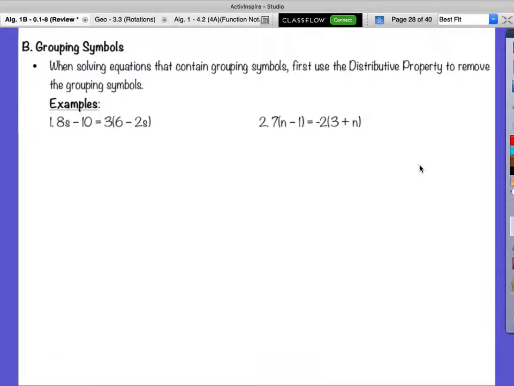So what are we gonna do first? 3 times 6. So we have 8s minus 10 equals what? 18. And then 3 times negative 2 equals negative 6. Yes, we have minus 6s. Now does this turn into an equation that we just had? Yeah. Okay, I want you guys to go ahead and solve this one, please. Negative 10. But you don't want us to have a negative?